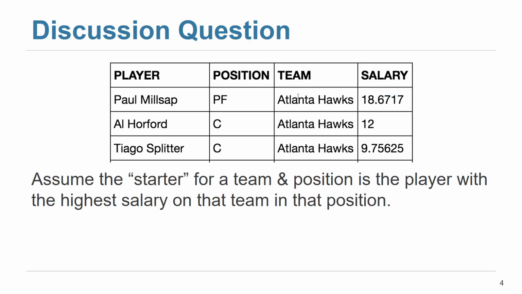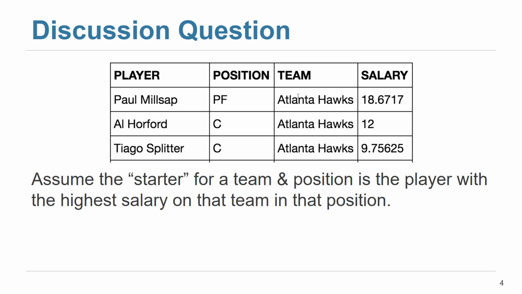So here's a discussion question that I want you to think about now. You can work together, of course, as usual. This is the NBA players data set that I think we saw before. So what do we have here? We have names of players, position of each player, the team of each player, and the salary of each player.